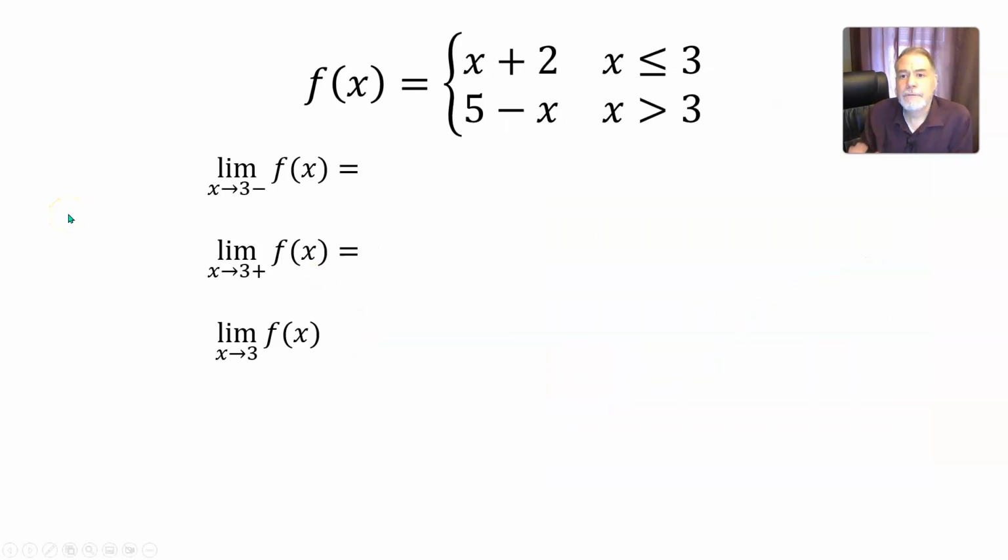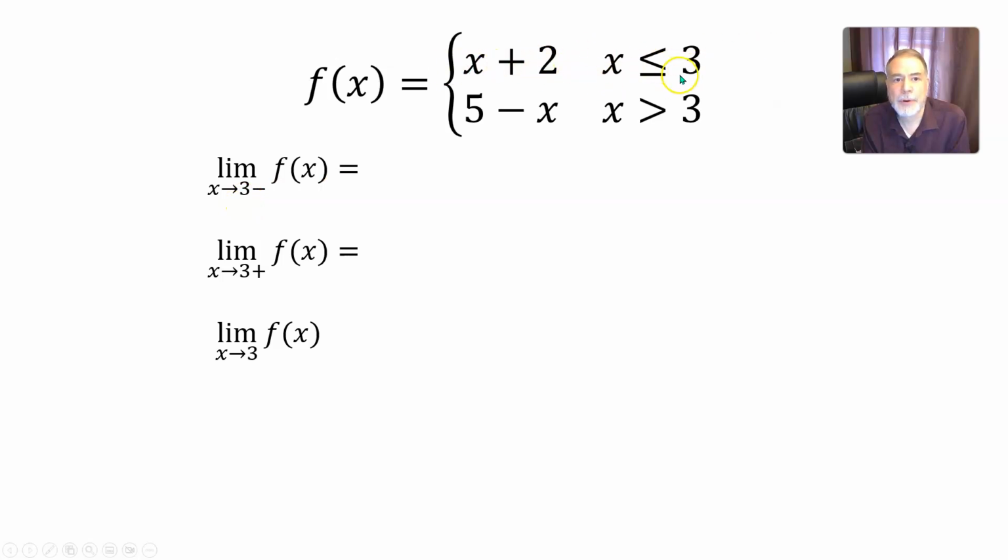Here's another function that's also defined in two separate pieces. Here f of x is x plus 2 if x is a number less than or equal to 3, or it's 5 minus x if x is greater than 3. So what's the limit as x approaches 3 from the left? Which part of the definition are we looking at? The part that applies when x is less than 3.